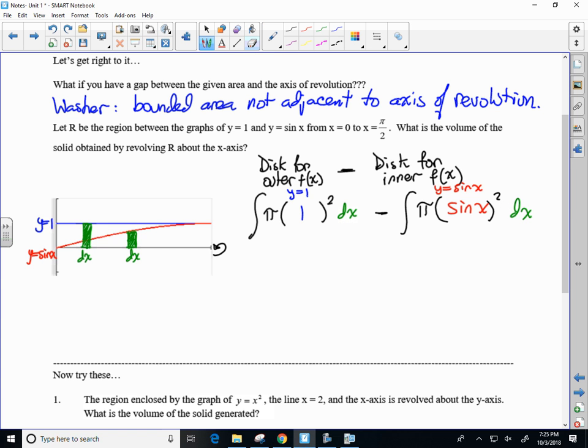I need some bounds. One is easy enough, that's 0. The other, I was going to say I need to figure it out by finding the intersection, but we don't, because they gave it to us. Pi over 2.